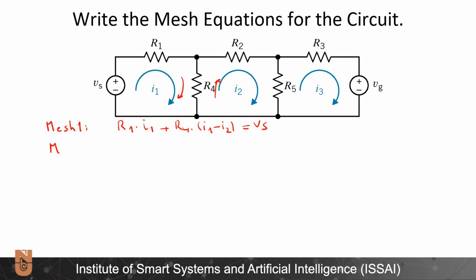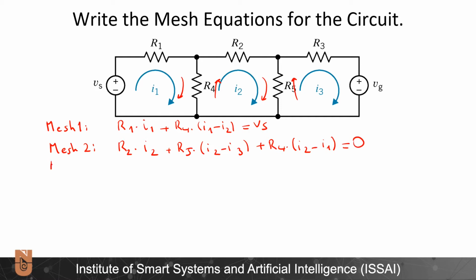Let's try to write mesh 2. R2 times I2 plus R5 times, this time R5 is being shared by 2 mesh currents I2 and I3, (I2 minus I3), and I have R4 times (I2 minus I1) is equal to 0. There is no constant here. And I have the mesh equation for the third mesh. So R3 times I3 plus Vg plus R5 times (I3 minus I2) will be equal to 0.